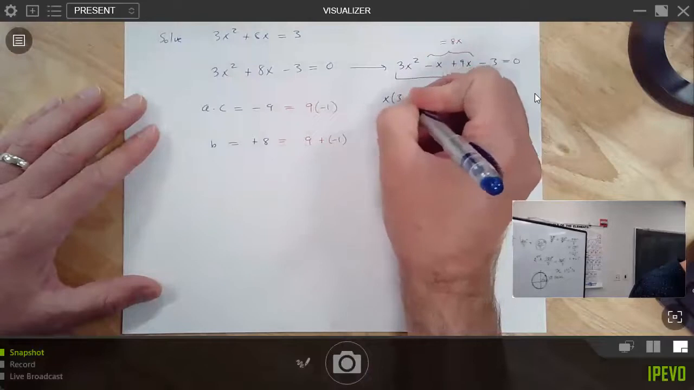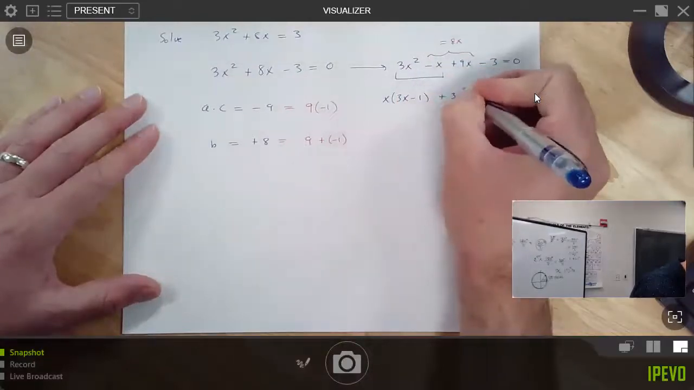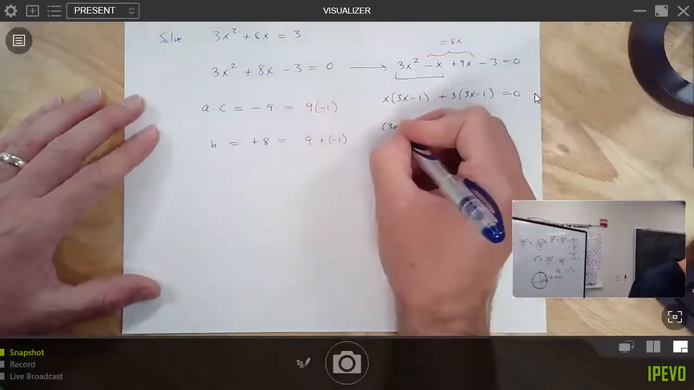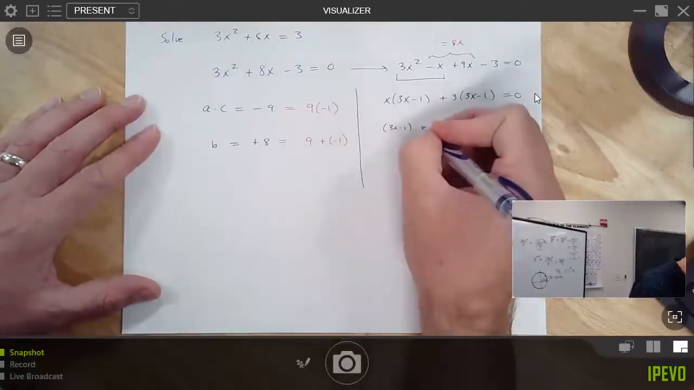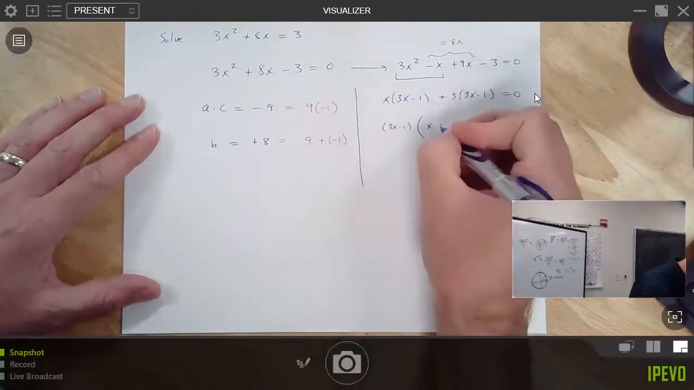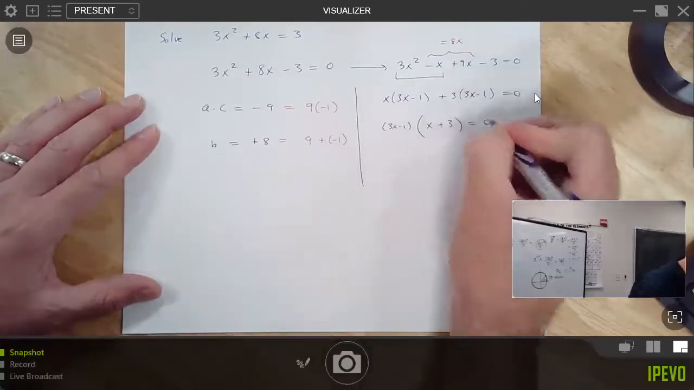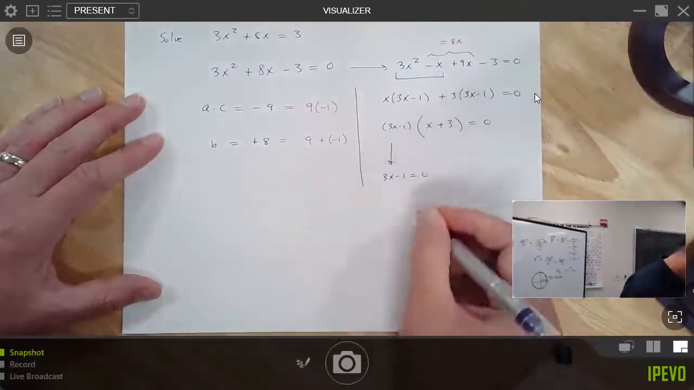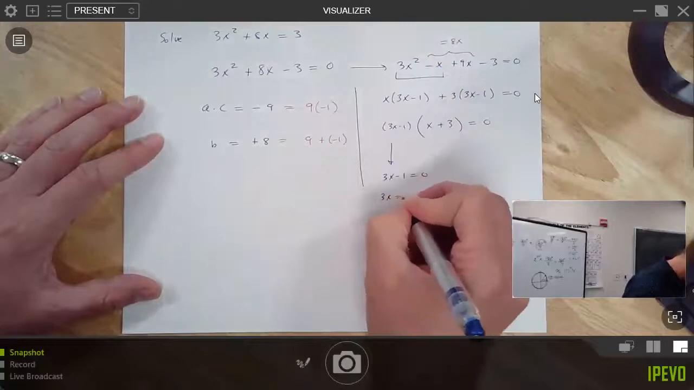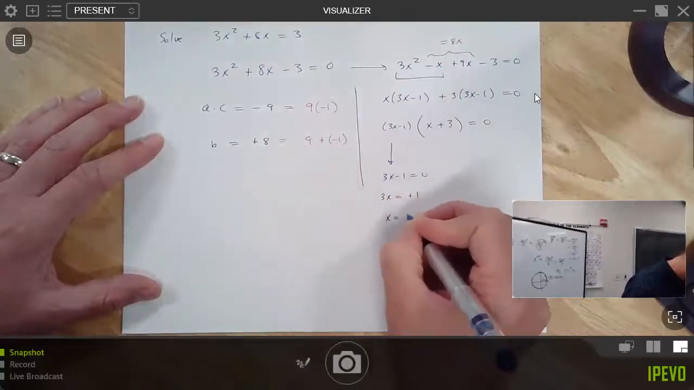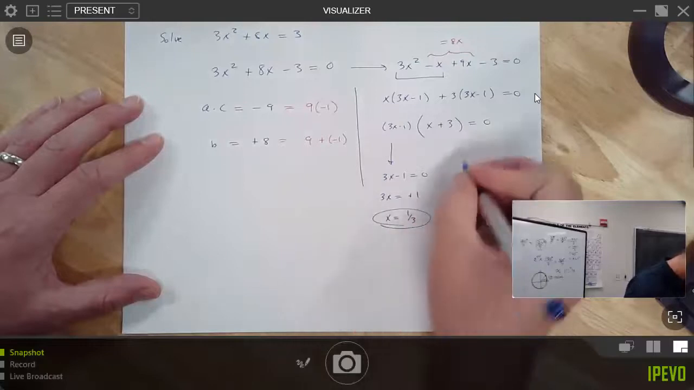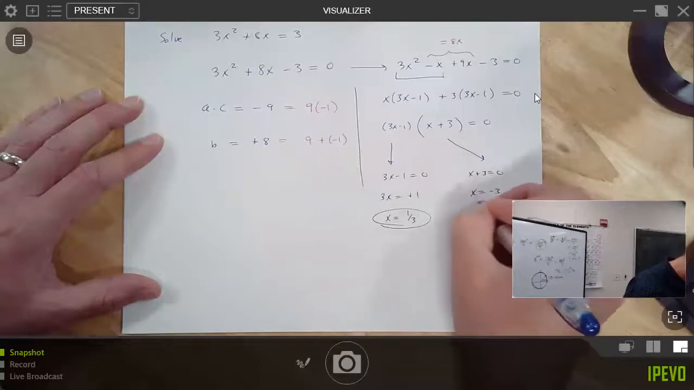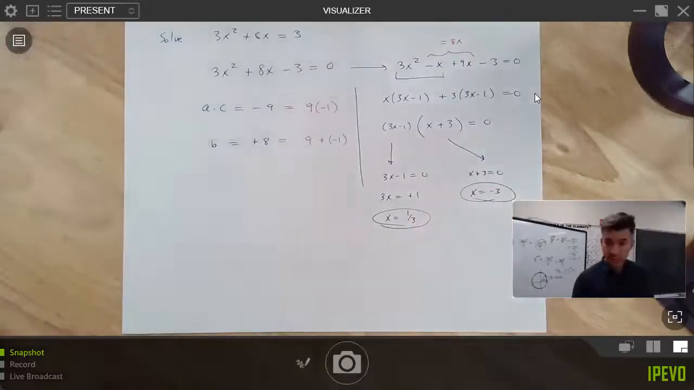We get x times 3x minus 1. We get 3 times 3x minus 1. And then from each of these, we factor out the 3x minus 1, and we're left with an x here and a 3 there. So then we either get 3x minus 1 equal to 0, which leads to 3x equal to positive 1, x equal to 1/3, or x plus 3 equal to 0, which leads to x equal to negative 3. Those are my solutions.